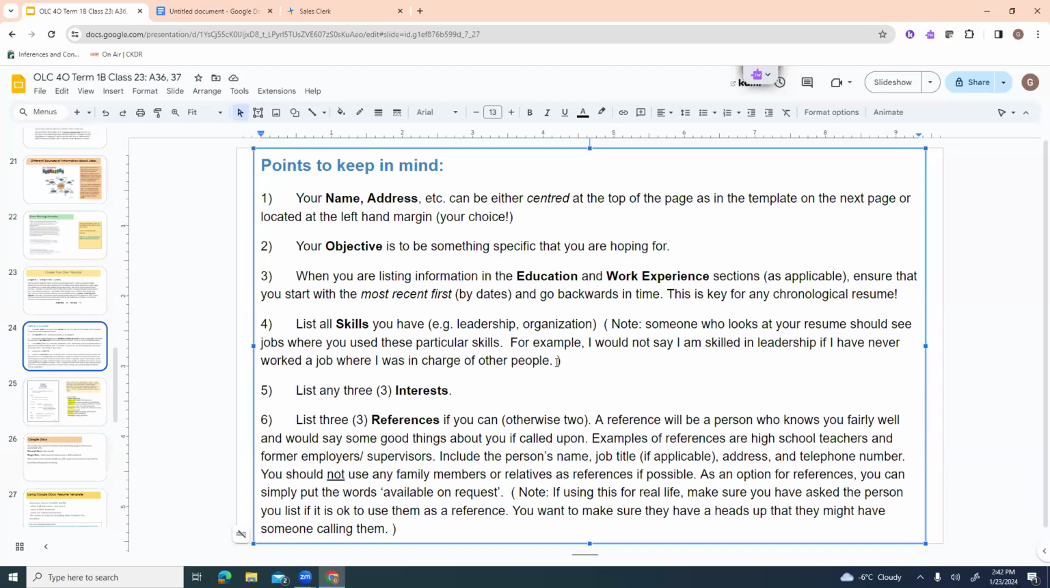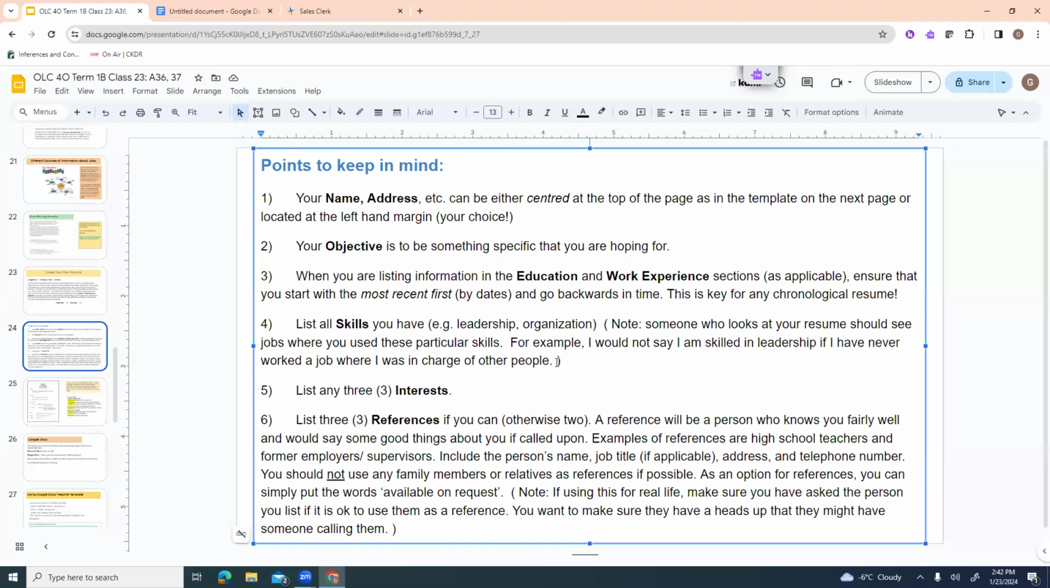List 3 references if you can. If you're really young, maybe you only have 2. A reference would be a person who knows you fairly well and would say some good things about you if called upon. Examples of references could be high school teachers, former employers, supervisors. Include the person's name, job title, address, and telephone number. You should not put any family members or relatives as references if possible.